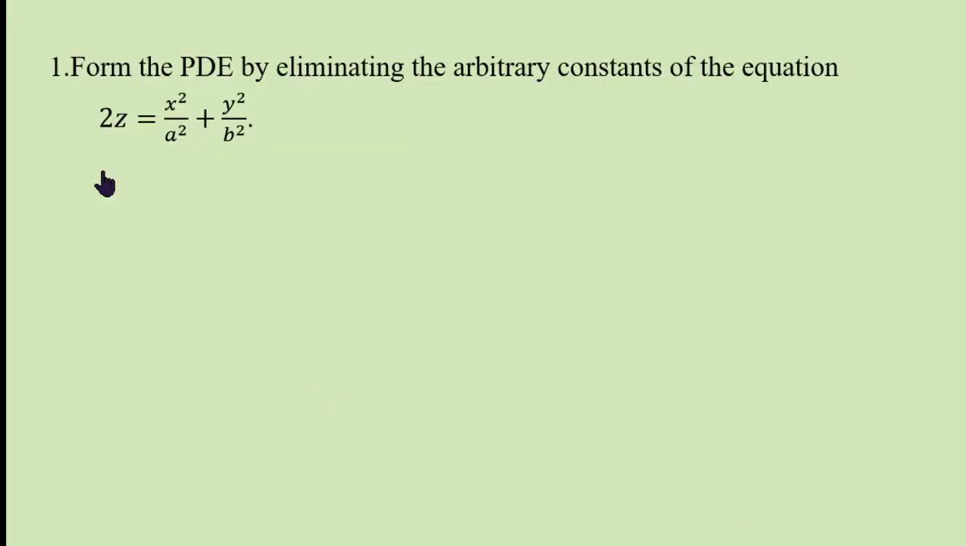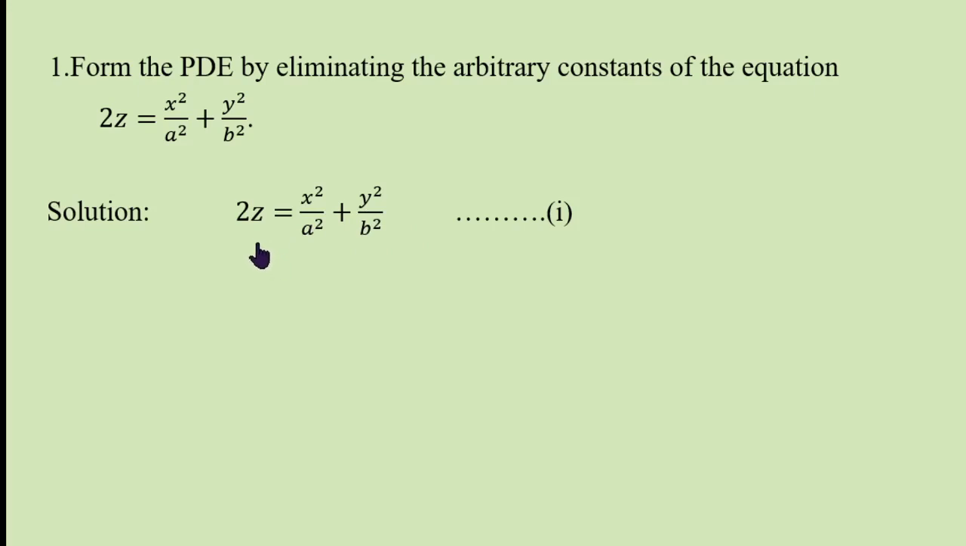Examples: form the PDE by eliminating the arbitrary constants of the equation 2z equal to x square by a square plus y square by b square. The given equation is 2z equal to x square by a square plus y square by b square. Now differentiate this equation partially with respect to x and partially with respect to y.